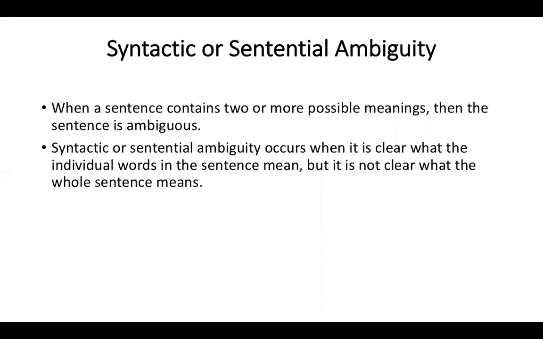Then we have syntactic or sentential ambiguity. When a sentence contains 2 or more possible meanings, then the sentence is ambiguous. Syntactic or sentential ambiguity occurs when it is clear what the individual words in a sentence mean, but it is not clear what the whole sentence means.